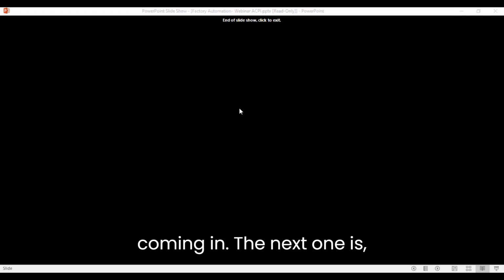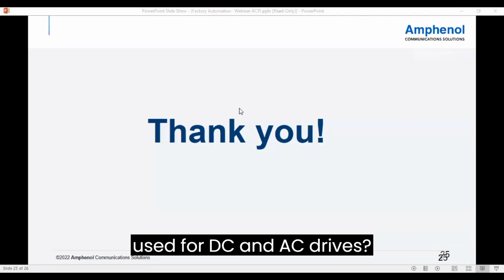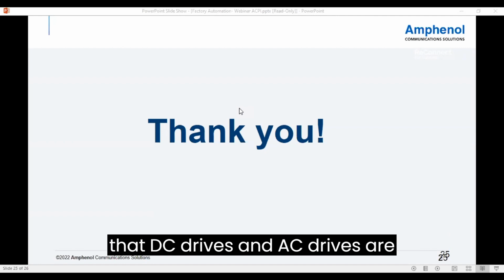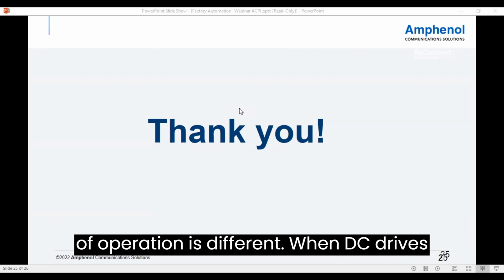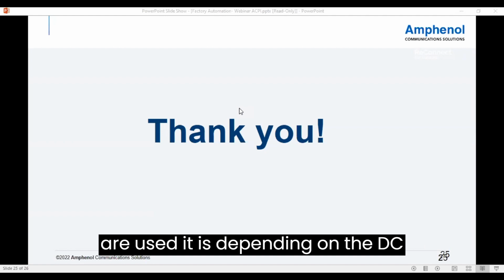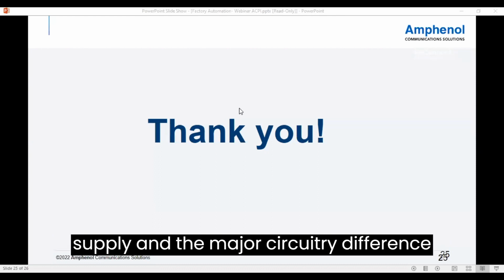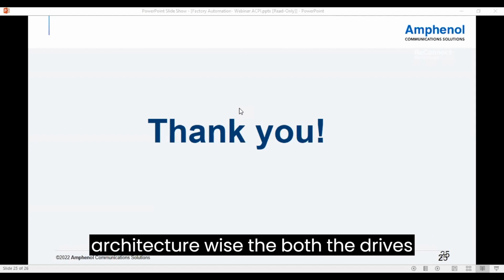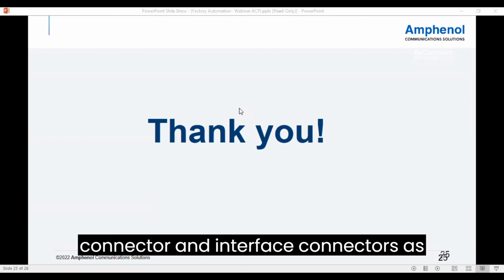The next one is, can the same backplane connectors be used for DC and AC drives? Of course, the same backplane connectors can be used, because, as I told in my slide, DC drives and AC drives have similar architecture. Only the mode of operation is different. DC drives depend upon the DC motor, and AC drives depend upon the AC motor. Only the power supply and the major circuitry differ. So architecture-wise, both drives are similar, and you can use the same connector and interface connectors as well.